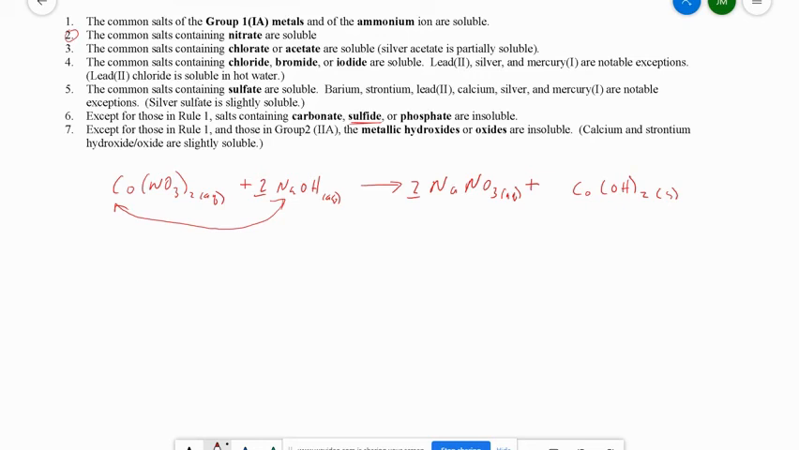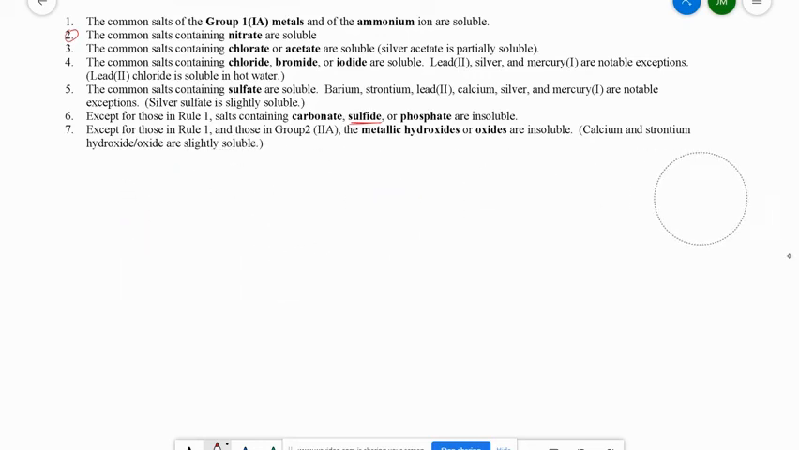Let's try one more here. Let's do iron 3 chloride, and this is not one of the notable exceptions. So iron 3 chloride is aqueous. And copper 2 nitrate. Nitrate is a negative ion, so rule 2 there, we know that it is an aqueous solution. All right, so let's see.